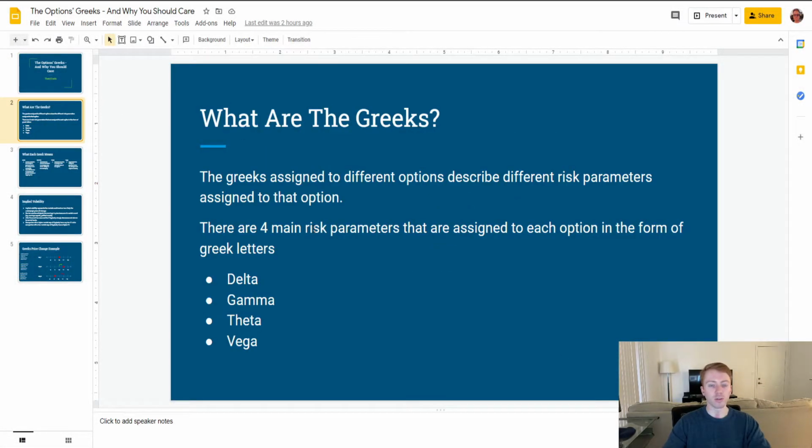So I think the first question that most people ask is, what are the Greeks? The Greeks are assigned to different options to describe different risk parameters that are assigned to that option. So there are four main risk parameters assigned to the option in the form of Greek letters: delta, gamma, theta, and vega. There's a fifth one called rho, but it doesn't really play a huge part in the options premium at all, so we're just going to skip that one for the sake of this presentation.